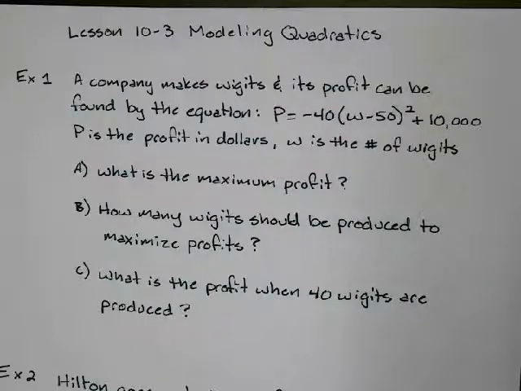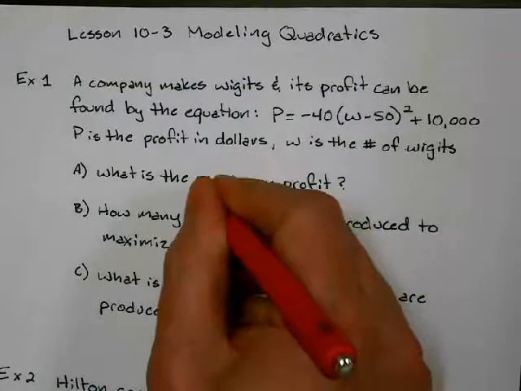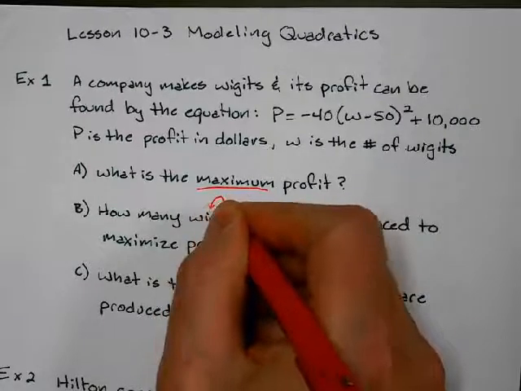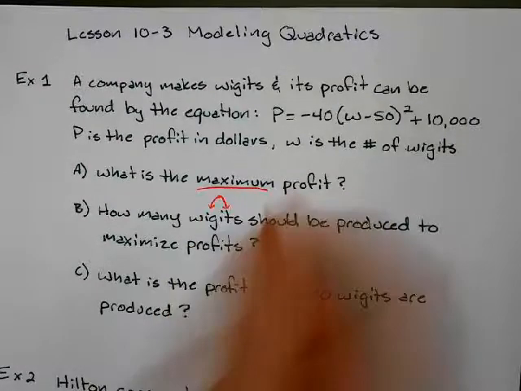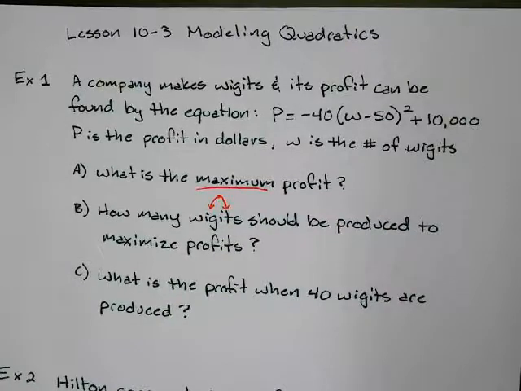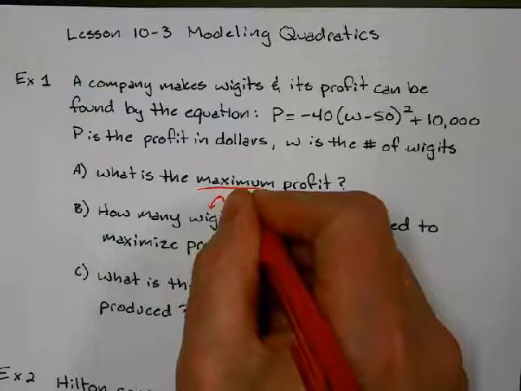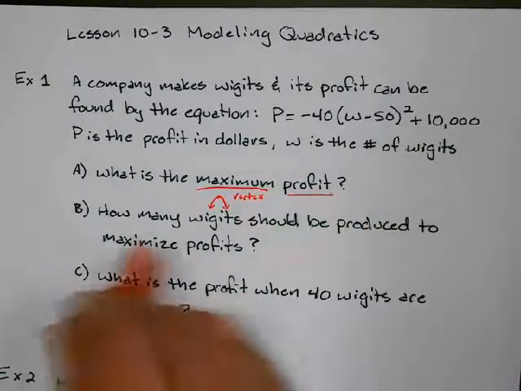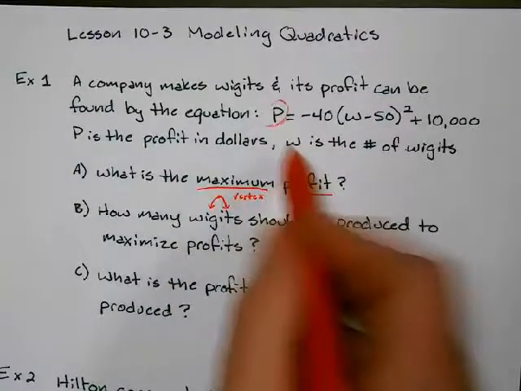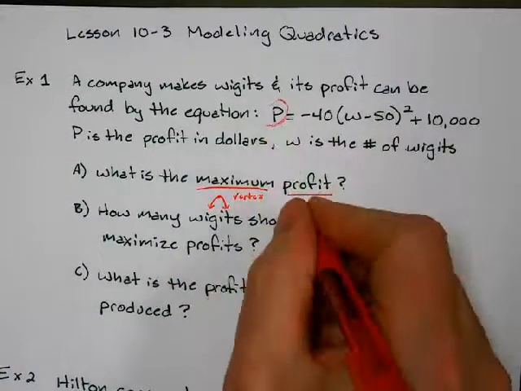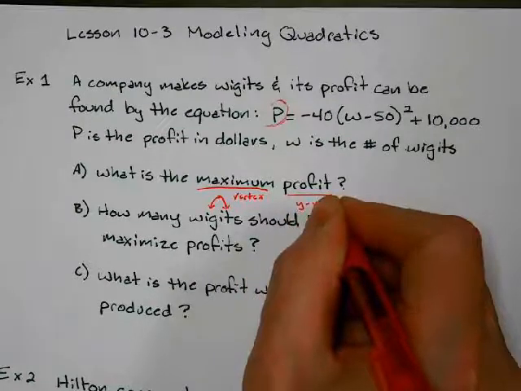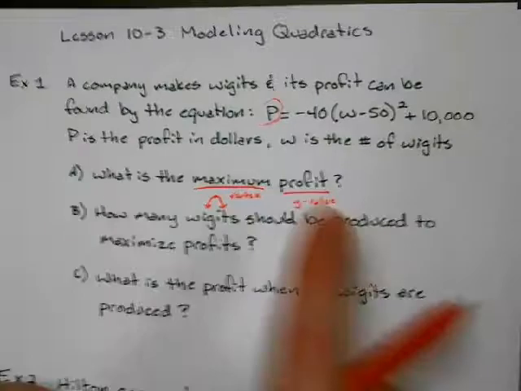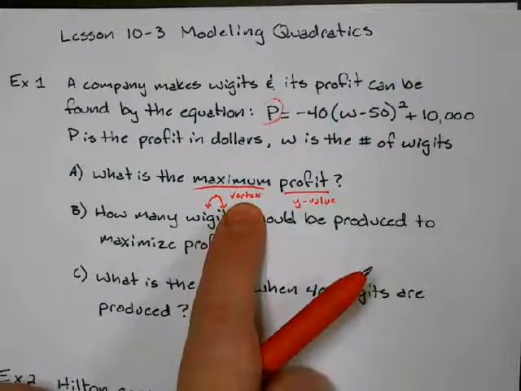Now, maximum, that should stick out to you at some point. Maximum means we had graphs that were parabolas, and a maximum meant it was the highest point. And this is the vertex. Profit should also mean something to us. In the equation, profit is the y value. So if we deconstruct this question, what it's actually asking us is, what's the y value at the vertex?